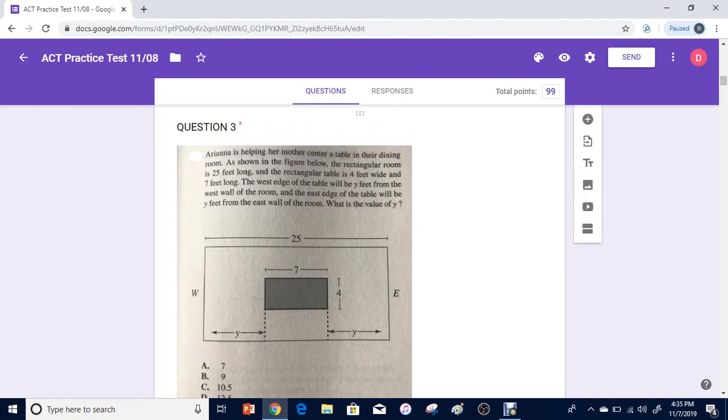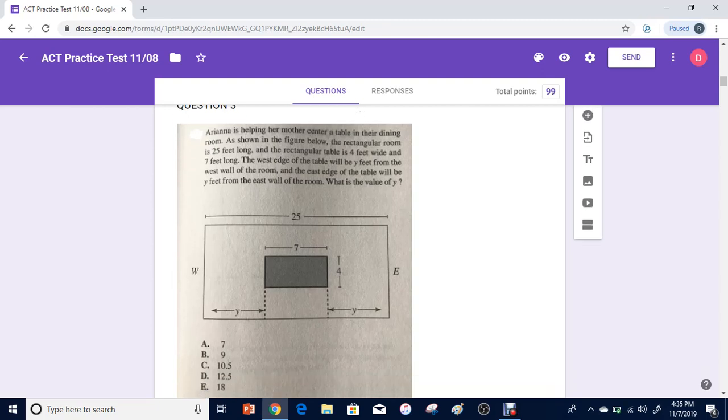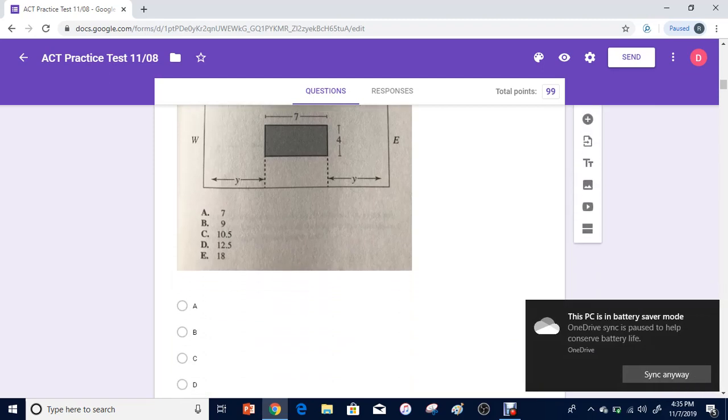All right. Ariana is wanting this table right here to be perfectly centered. Okay, we don't need this information. We don't need this. Also, whenever you see a diagram, all right, they're asking, go to the very last sentence. Okay, what is the value of y? And so in this case, there's 7 feet, 18 left over, and so what is the value?